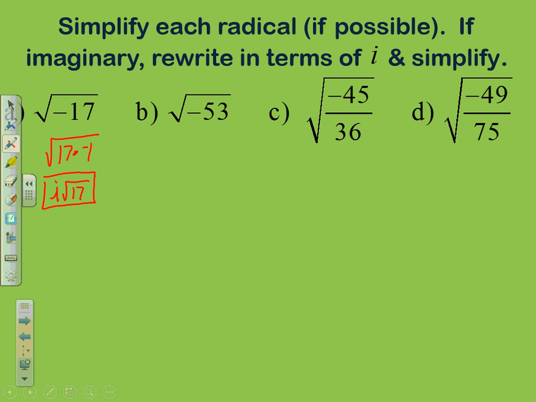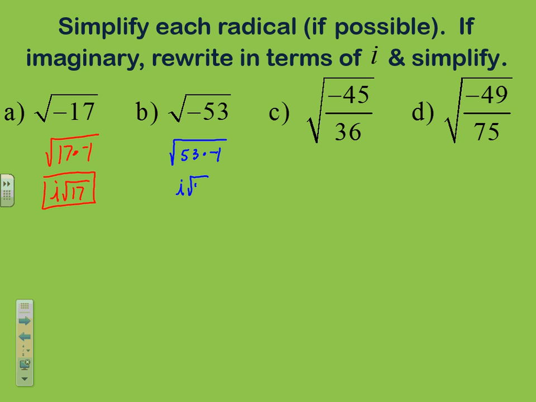And the same thing on the next one here. 53 is a prime number, so it doesn't have any perfect square factors. If we look at the individual factors, I have 53 times negative 1. Now 53 doesn't have any perfect square factors, so the only thing I can take the square root of here is the negative 1, and that'll give me i times the square root of 53.